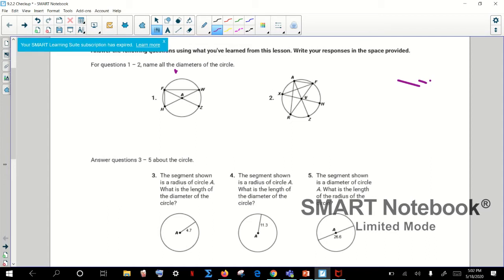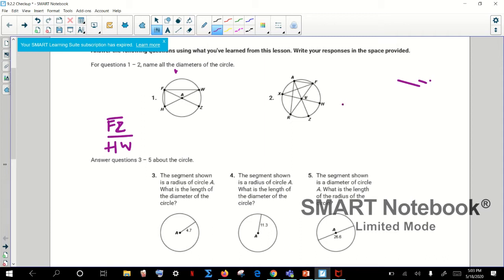So the first one that I see, we're going to call it FZ. You could also call it ZF. Now remember, since it's a line segment, we have to put this little bar over top. So FZ is one of them. The other one is HW. And you could also call that WH. So those are the two diameters in that circle. Let's move on to number 2.